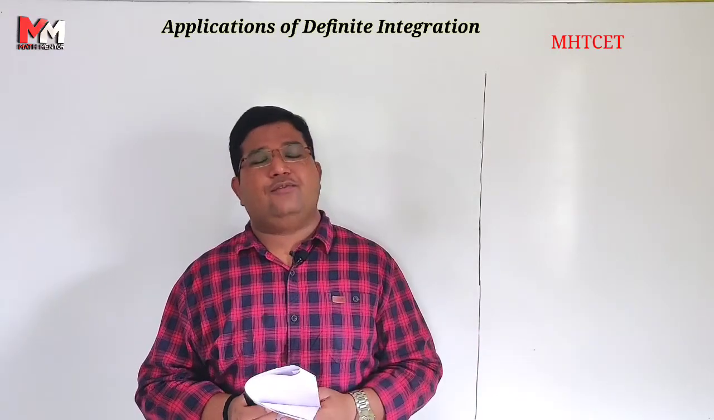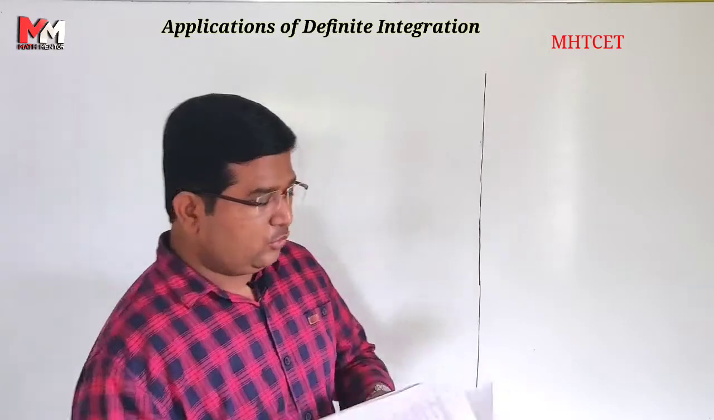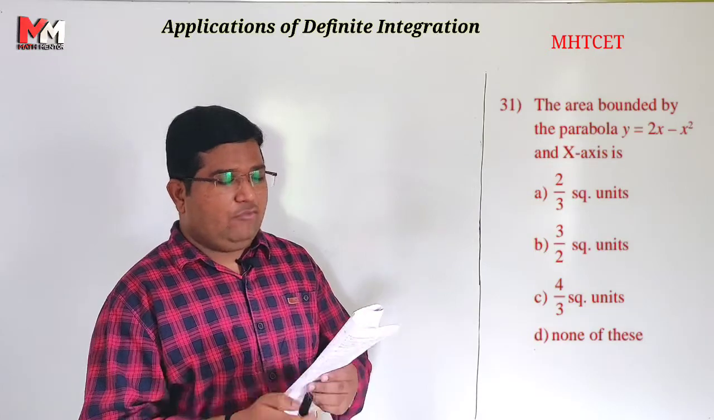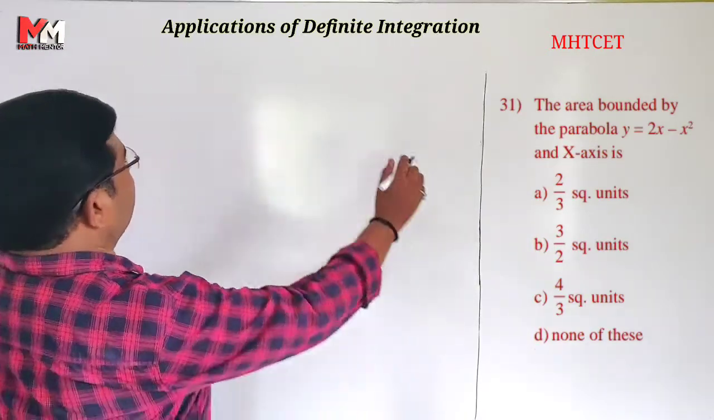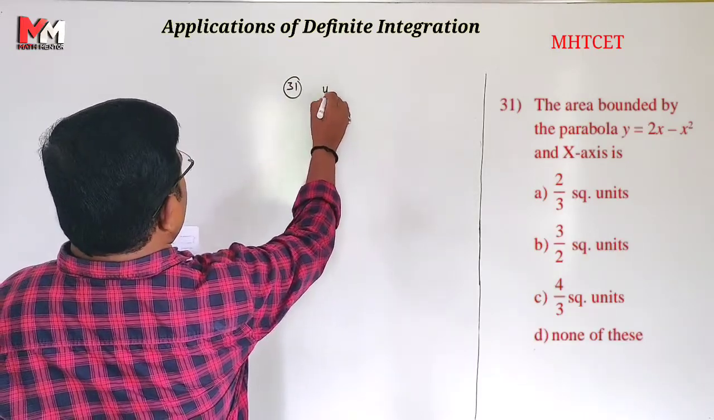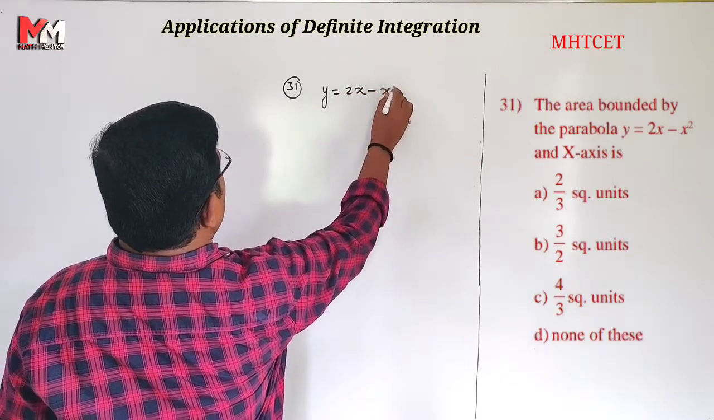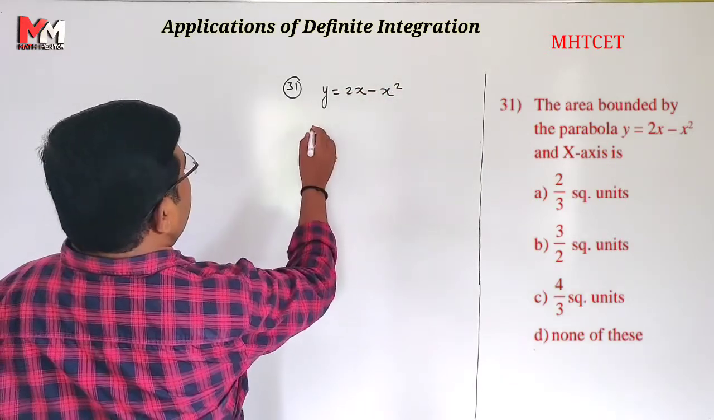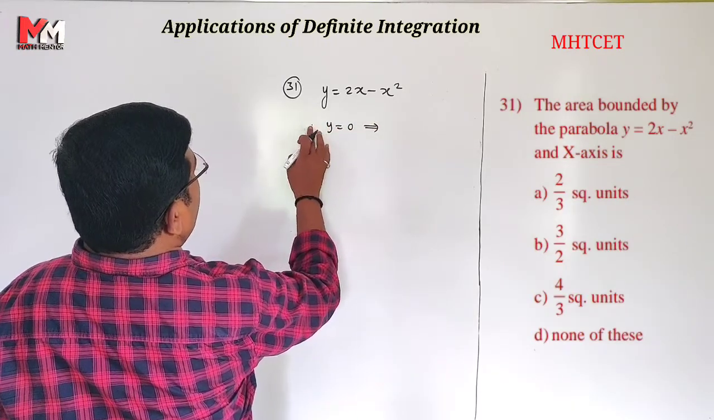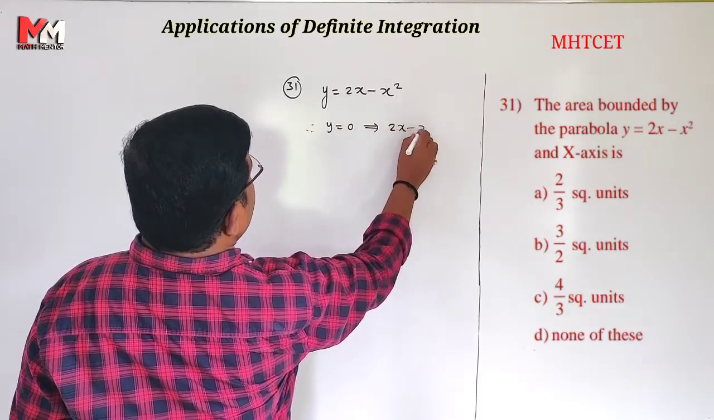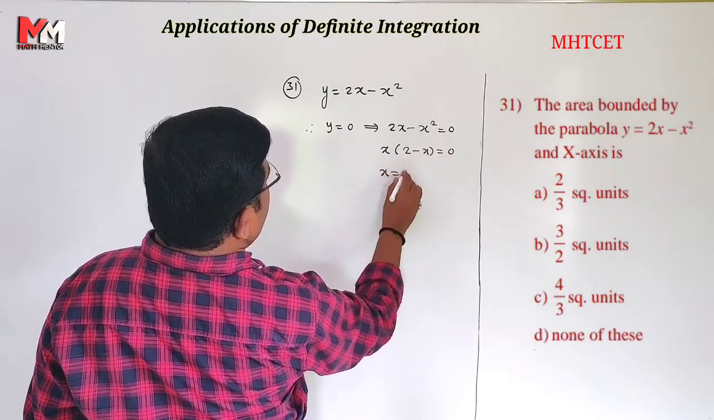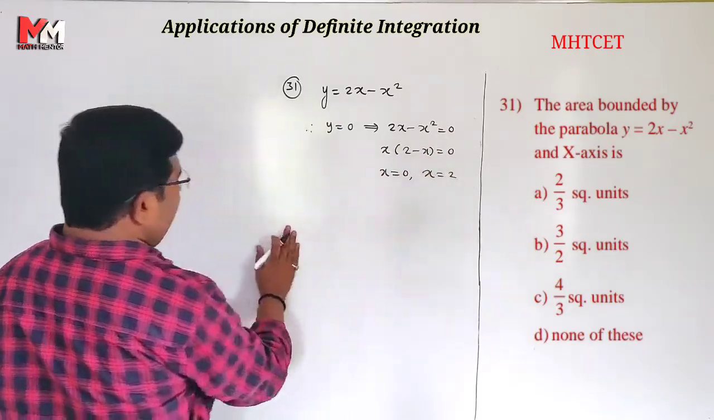Okay, so let's start from MCQ number 31. The area bounded by the parabola y is equal to 2x minus x square and the x-axis. So at the x-axis, y is equal to 0. This gives 2x minus x square is equal to 0. x common, 2 minus x is equal to 0. So x is equal to 0, x is equal to 2 are the ordinates.